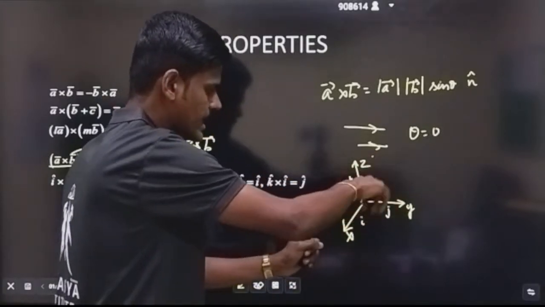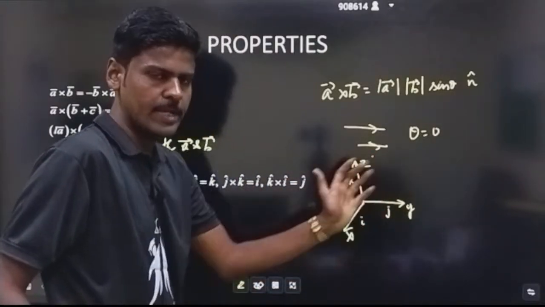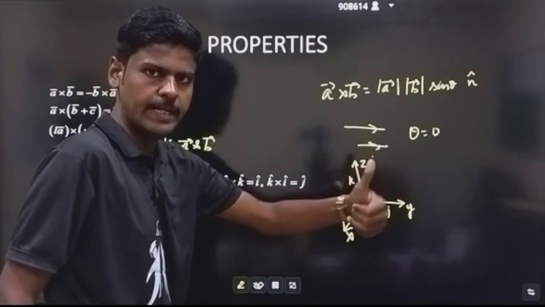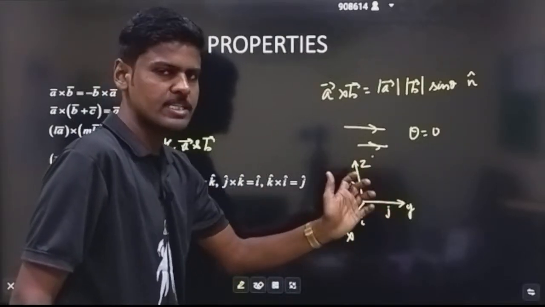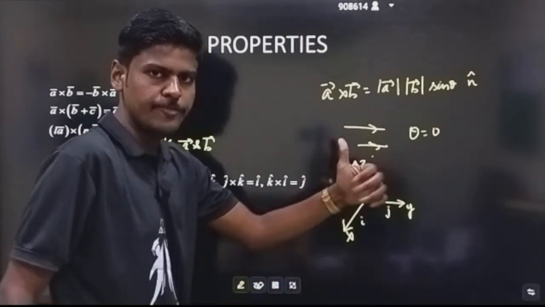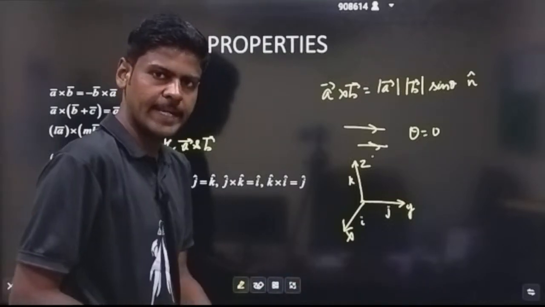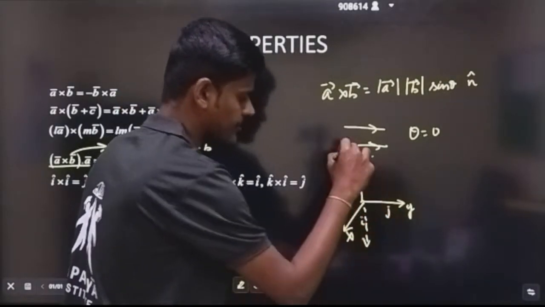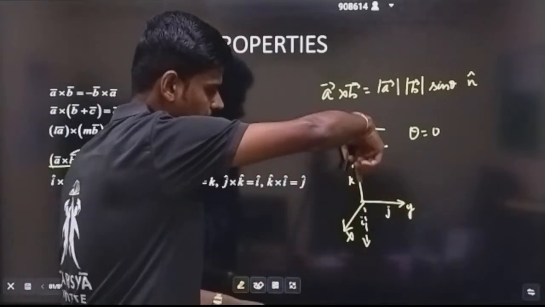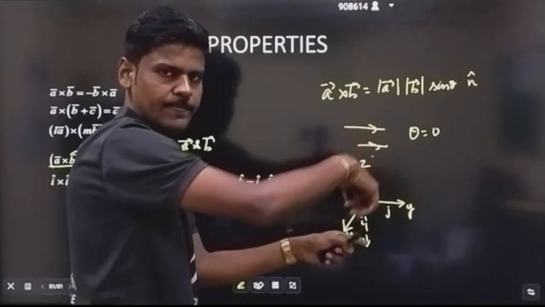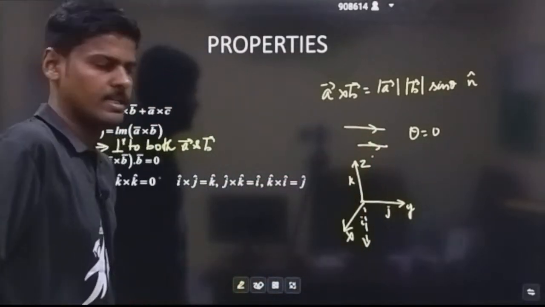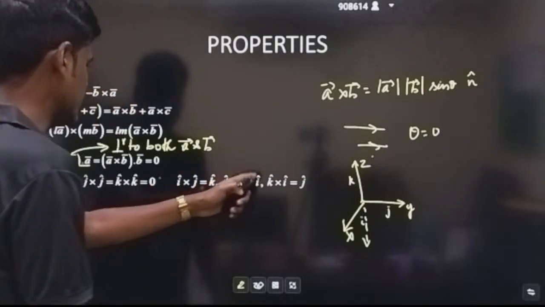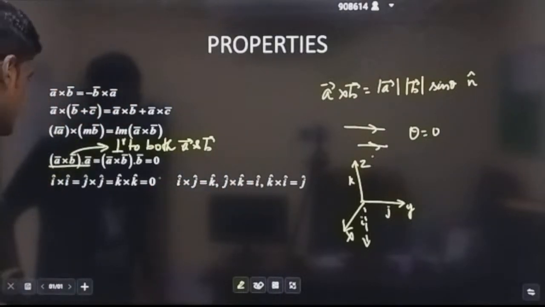Now when we take j cross I, then obviously we are coming from left side, right? We are rotating from left side. This is left thumb rule. When we take left thumb rule, then answer should become negative. So j cross I will become minus of k. Minus k means it will be in the direction which is below this. I hope this is clear, right? So this is the next property.